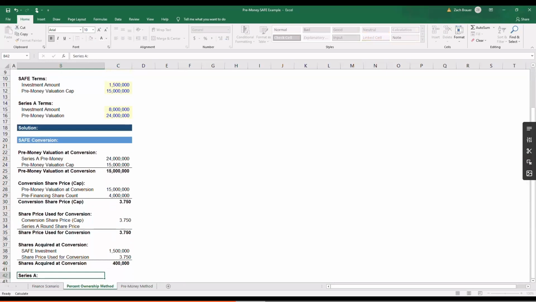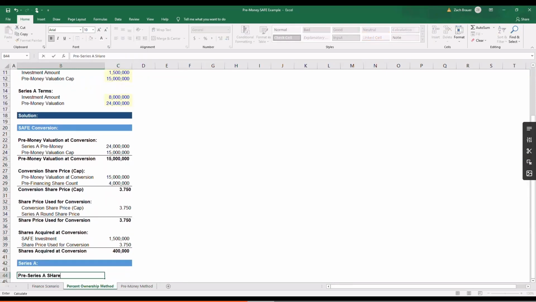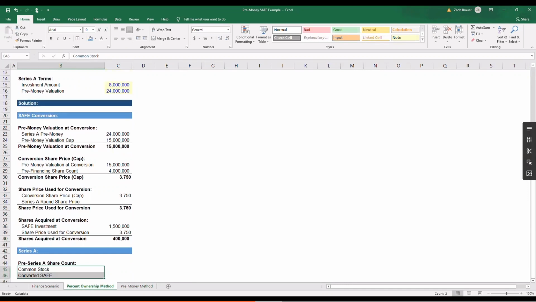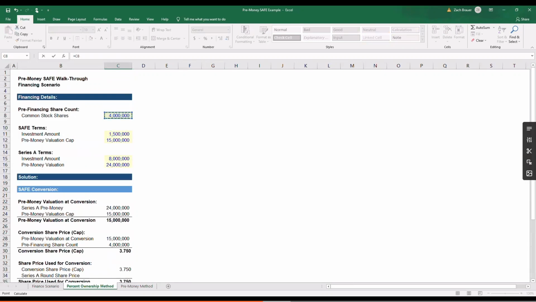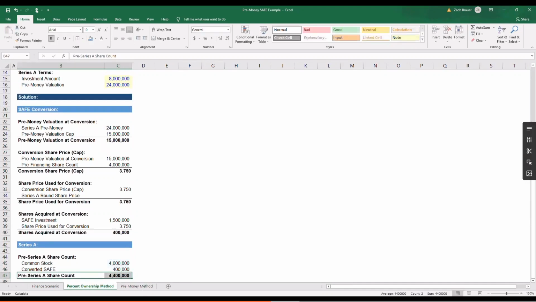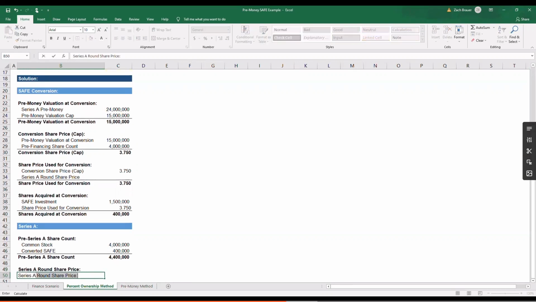Now we're going to go to the Series A, and we will see one of the areas where a Series A under the percent ownership method is different than a Series A under the pre-money method. Using the percent ownership method, we are including the converted safe in the pre-Series A share count. So the common stock of 4 million in addition to the shares acquired by the safes of 400,000. That is our pre-Series A share count, which will be part of determining the round share price. Now we're going to take the Series A pre-money divided by the pre-Series A share count.